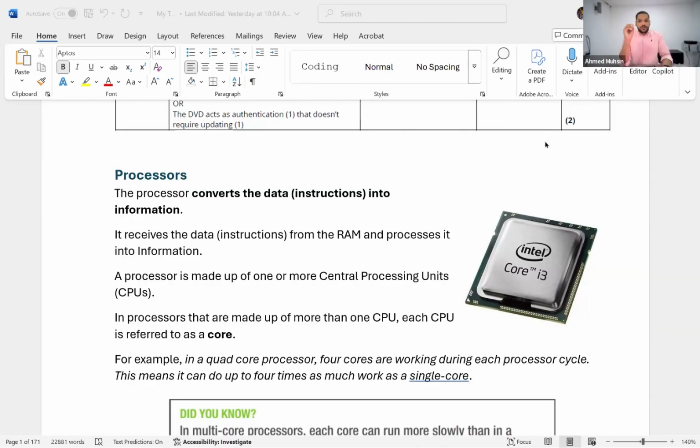I told you, your processor is a very busy device. Your processor is an extremely busy device, and I showed you how busy it is.